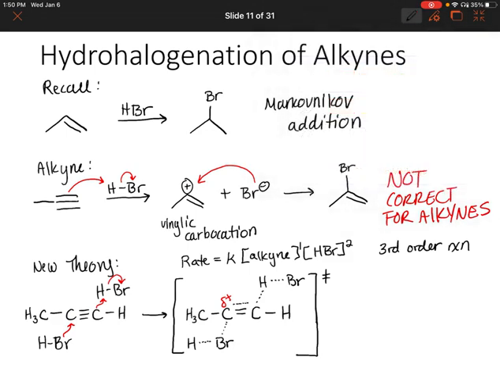All right, so then once all the appropriate bonds are broken and new bonds are formed, we get a double bond. So we get an alkene. And then bromine is now bonded to the more substituted carbon, and the less substituted carbon now has an additional hydrogen. So again, this is still Markovnikov addition.